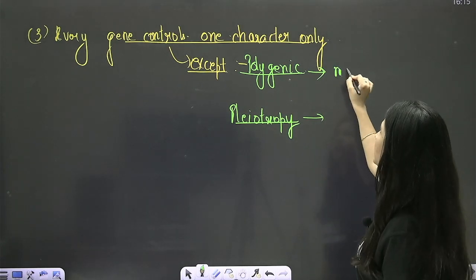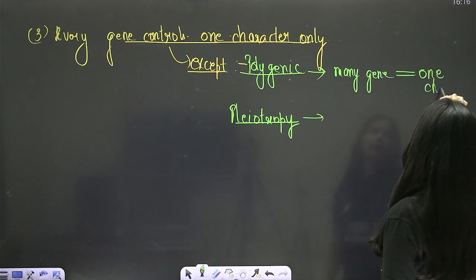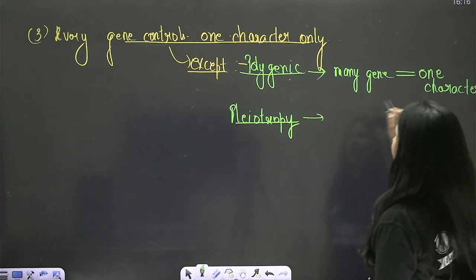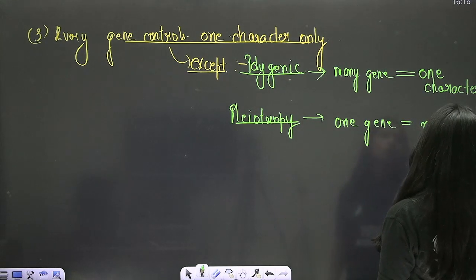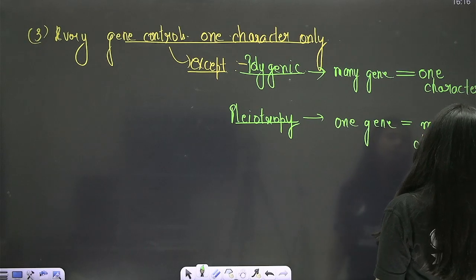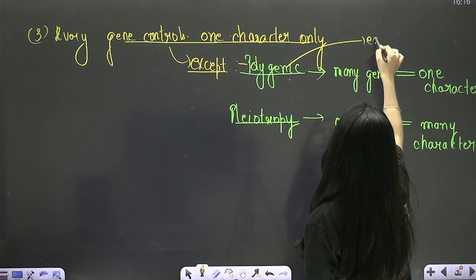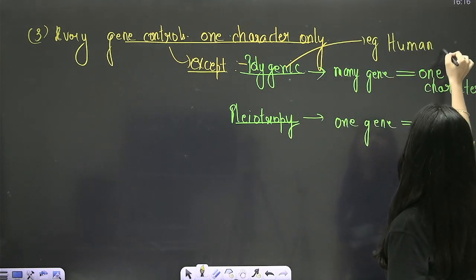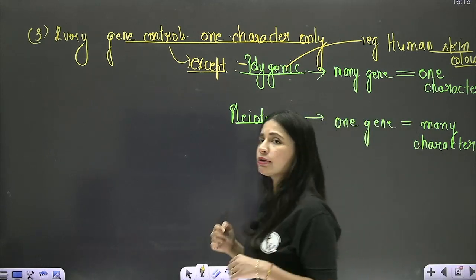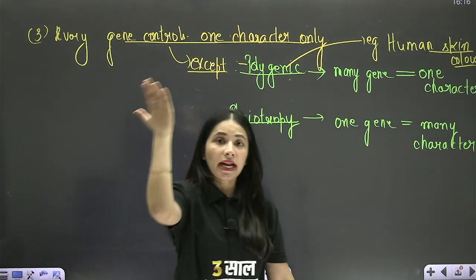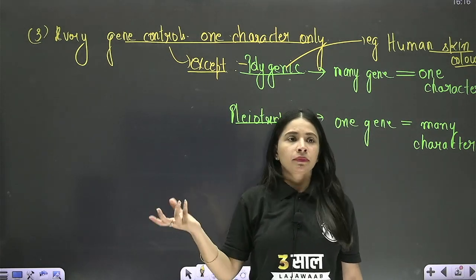Polygeny means that many genes can control one character, whereas pleiotropy is just the reverse, that one gene can control many characters. The best example of polygenic inheritance is human skin color, height, intelligence, etc. You must have seen that we have so many different shades of human skin color. Some are Negro, some are as white as Americans, and we Indians are neither too black nor too white. We have a somewhat wheatish color.